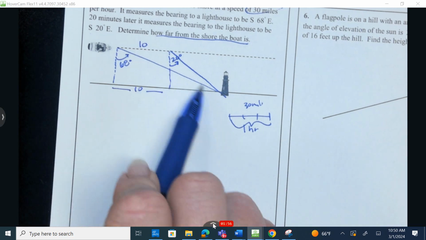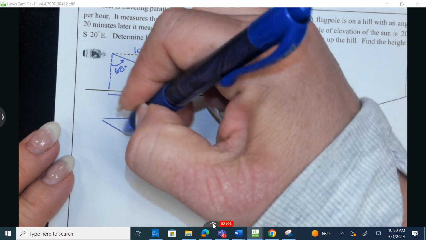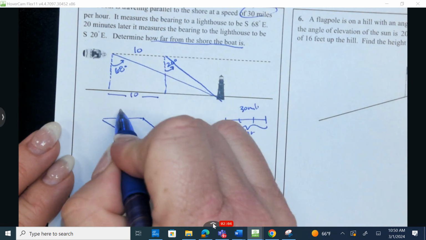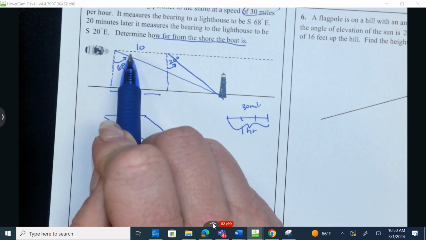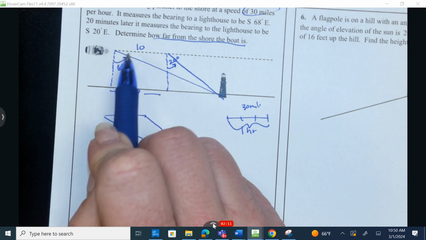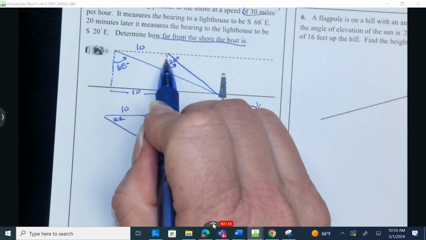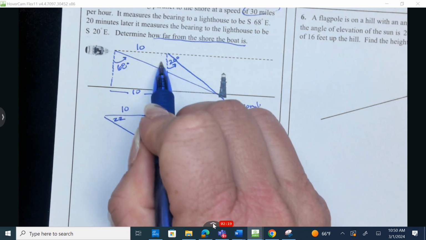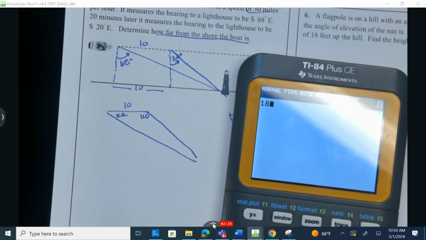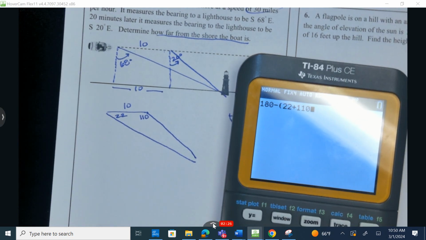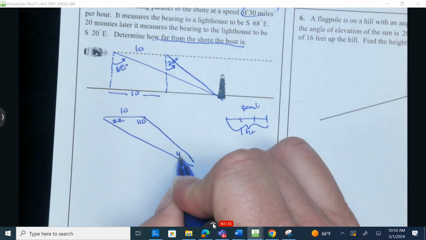I'm going to draw this triangle right here, so it looks something like this. That's back to the lighthouse. We know that this is a distance of 10. This is a right triangle, so 68 plus what measurement gives us 90? 68 plus 22. This is a 90-degree measurement, but then it swings east 20 degrees, so 90 plus 20 is 110. And now I'm going to take 180 and subtract 22 plus 110. 48. So this measurement is 48.